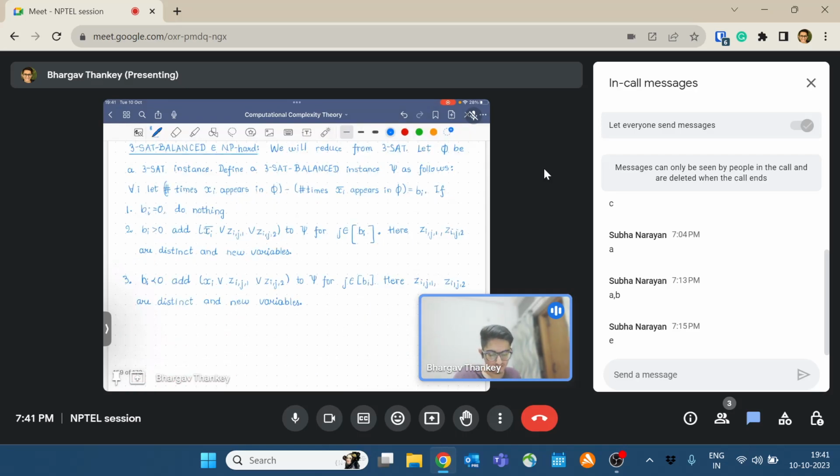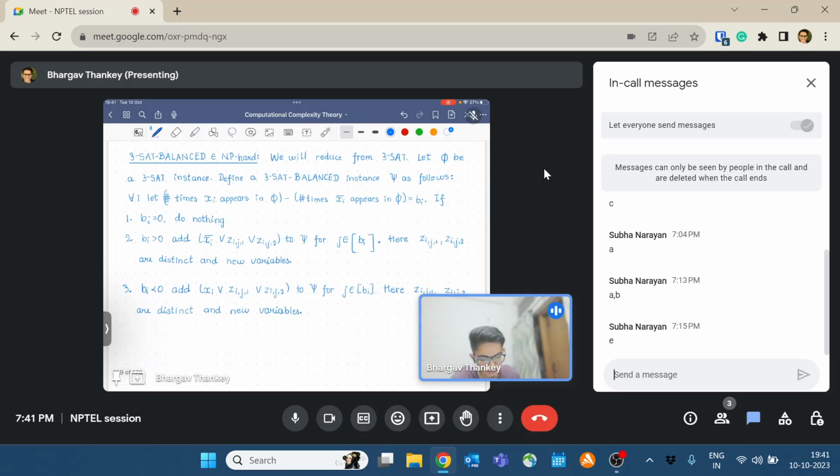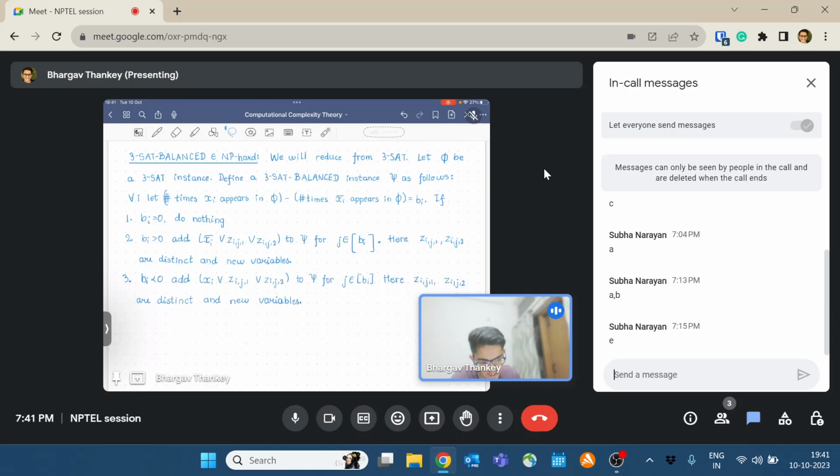So what we have done is just this. If the number of times that xi and xi complement appear is the same, we don't need to do anything. That's this. If xi appears more times, then we need to add xi complement a few more times. So that's here. And if xi complement appears more times, then we need to add xi a few more times. That's what we've done here.